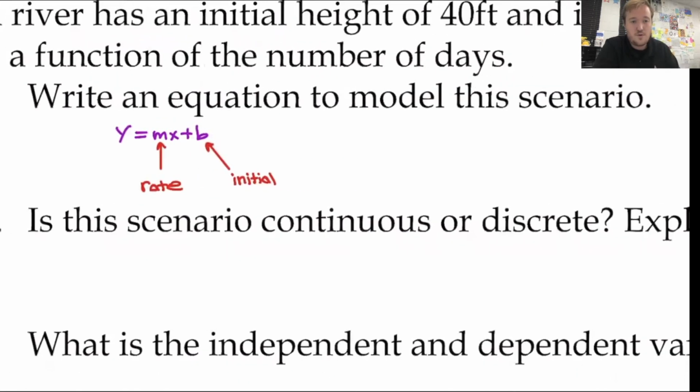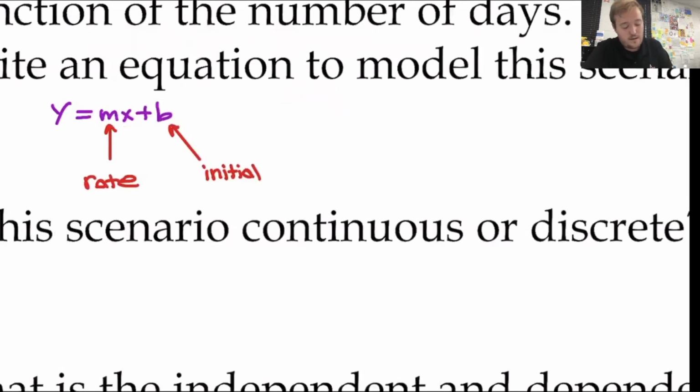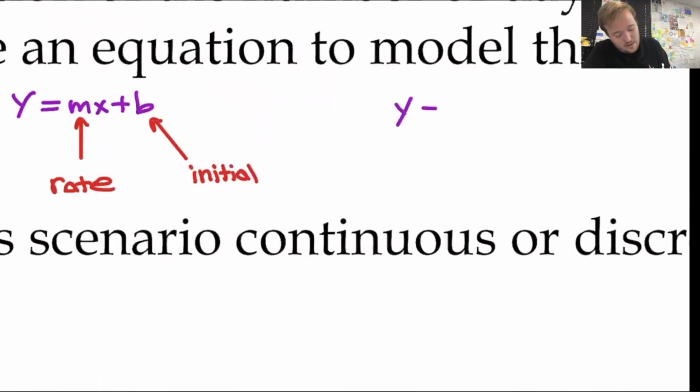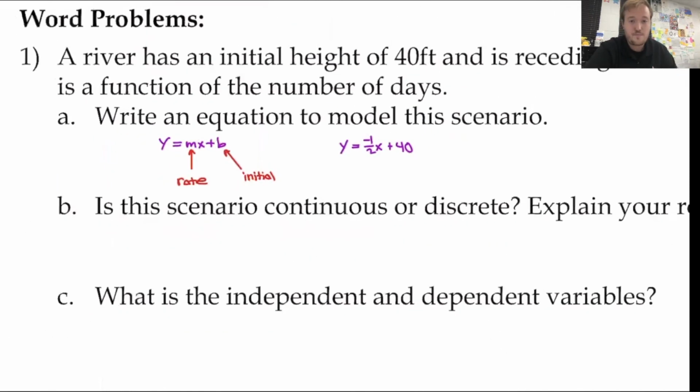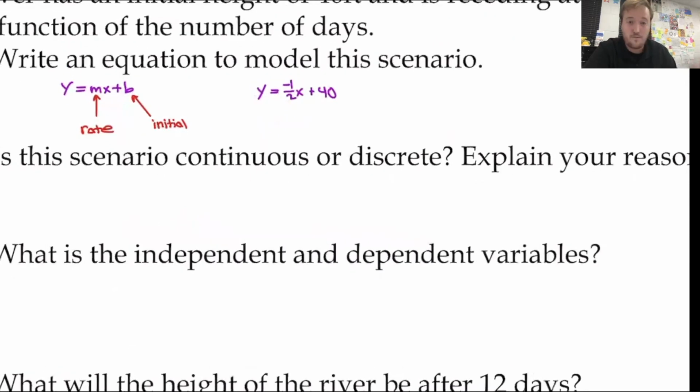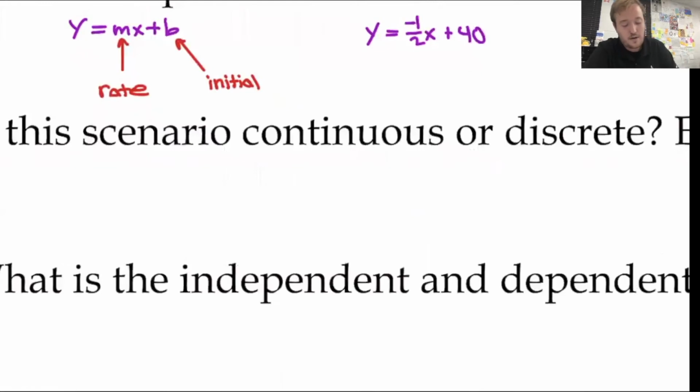Okay. So in this case, our rate is, it's receding at a rate of 0.5 feet, so half a foot. Because it's receding, it's actually a negative. And we're starting off with 40 feet. So it's starting off at 40 feet and it's slowly going down. So that's our equation. Now we want to determine, is this scenario continuous or discrete? Because we're talking about volume and time, you can have a part of both of them. So this is continuous.